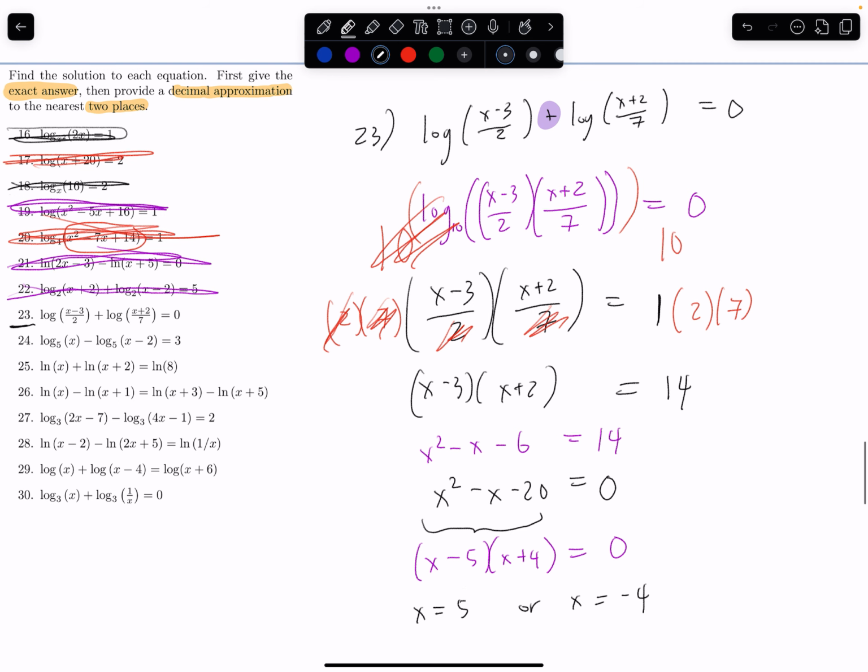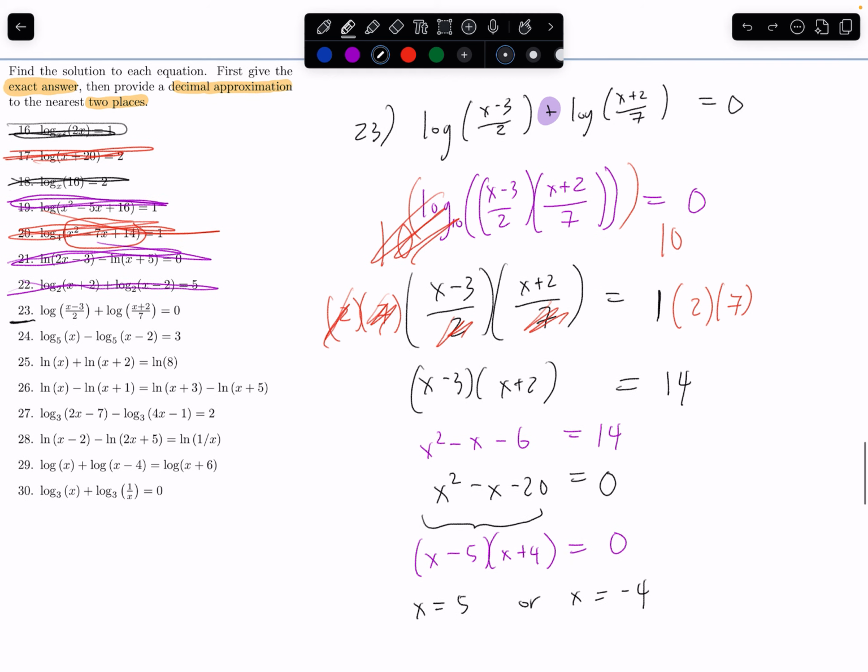Now let's check each of those, starting with 5. Okay, if I put 5 in there, 5 minus 3 over 2 is positive, no problems. 5 plus 2 over 7 is positive, no problems. If I put a negative 4 in, negative 4 minus 3 is a negative number. Over 2 is still negative. So this guy is no good. x equal to 5 is correct. That's your only answer. Okay. All right. See you next video.